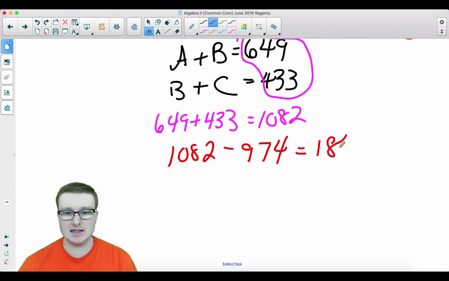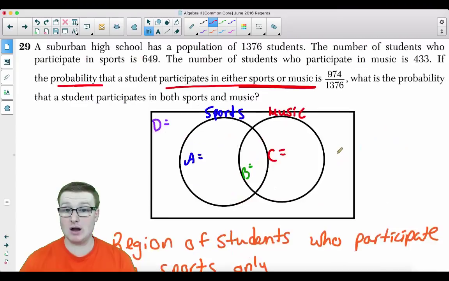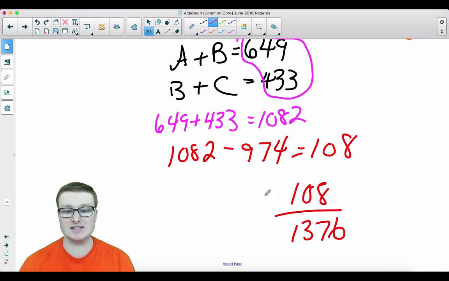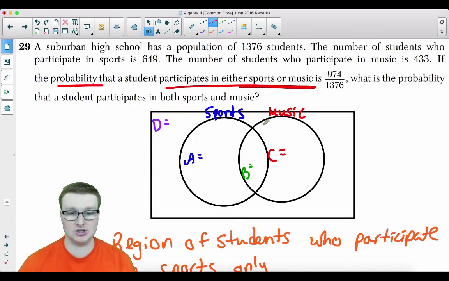That equals 108. Ladies and gentlemen, I just wrote 180 like it's geometry. 108. Ladies and gentlemen, the probability that a student participates in both sports and music is 108 over 1,376. That is your answer. So if I were to fill it in for you, this would be 108.